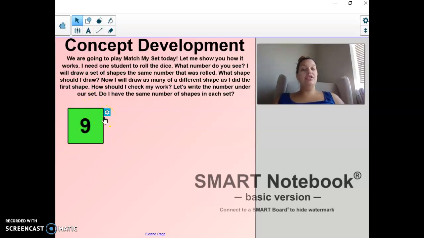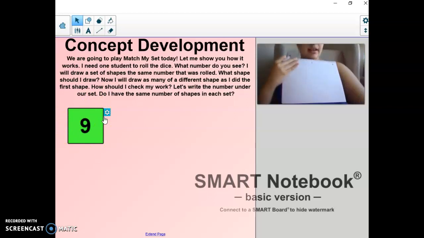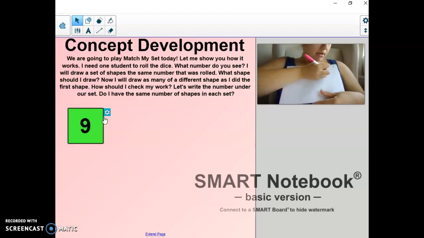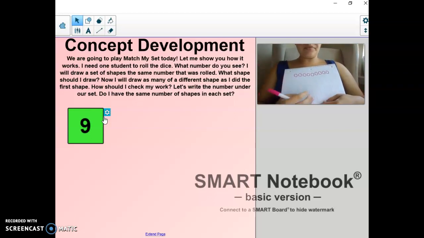9. Very good. So I'm going to draw 9 shapes. 9 of the same shape, I should say, on my paper. 1, 2, 3, 4, 5, 6, 7, 8, 9. Can you do the same thing on your paper, please?